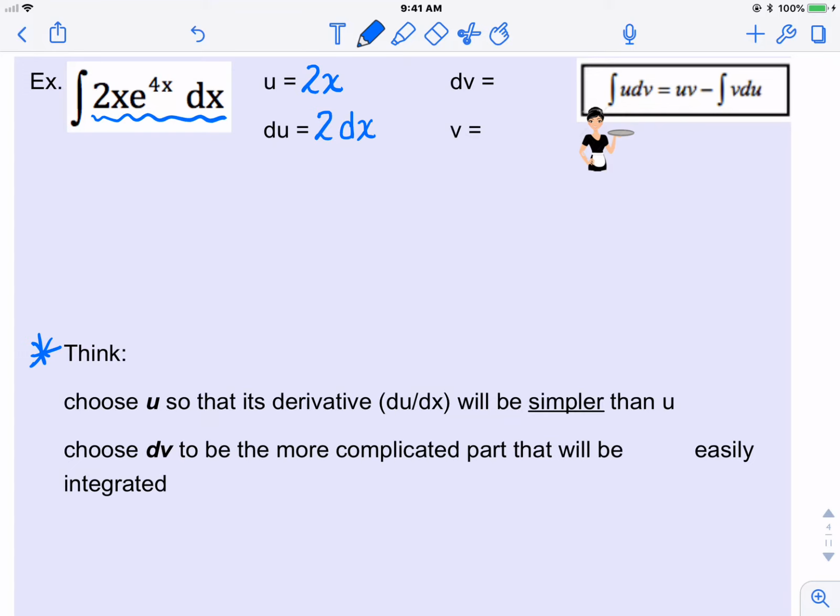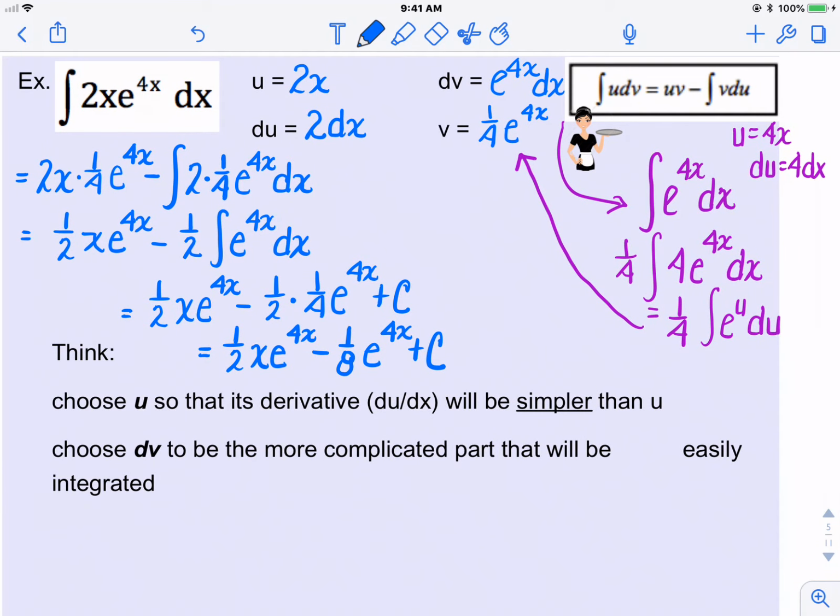And the dv, if I make that e to the 4x and include the dx, I can integrate e to the 4x. I may need to go over on the side and do a little bit of u substitution, but again, I picked my u so that my du will be simpler, and my dv is something I could integrate. So pause the video, try to finish this one up, and then come back when you're ready.